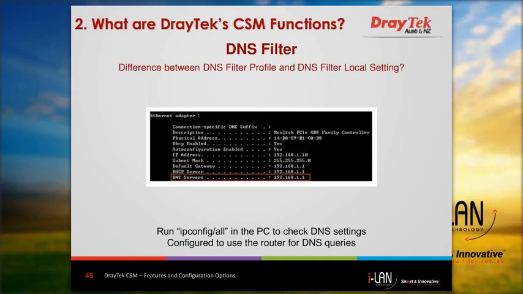And then to check if the PC is using the router for DNS queries, you run the command ipconfig /all. In this case, it's an example where the PC is configured to use 192.168.1.1 for the DNS, and that's the DrayTek router.